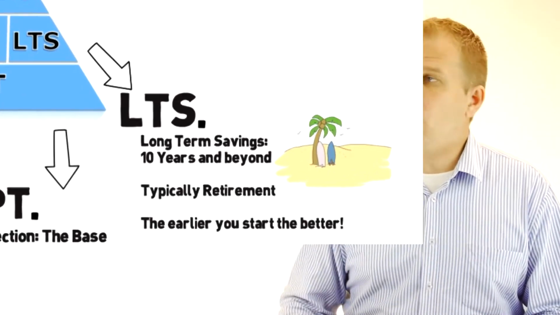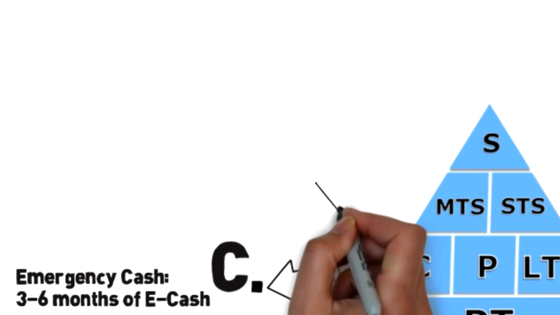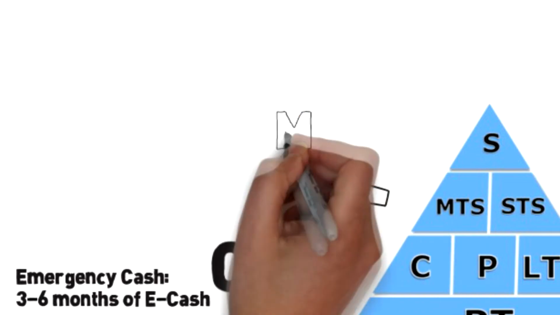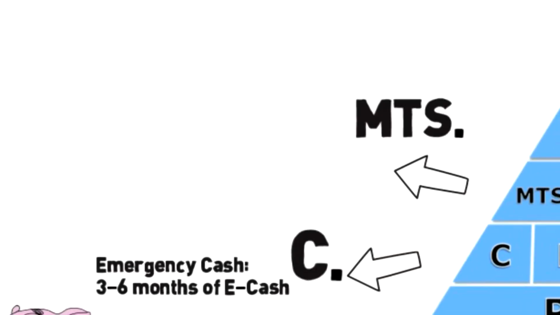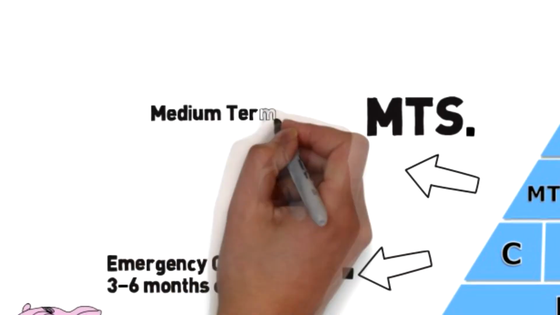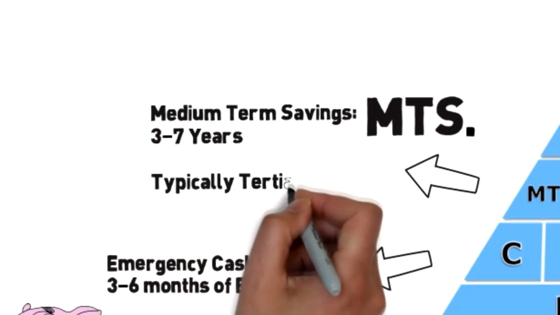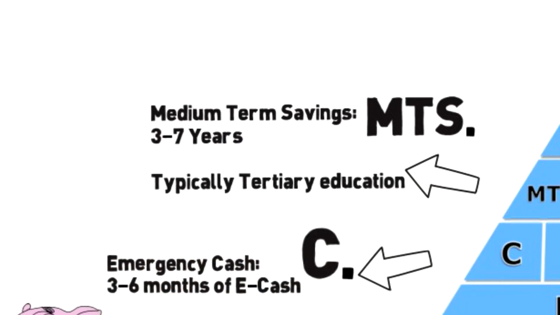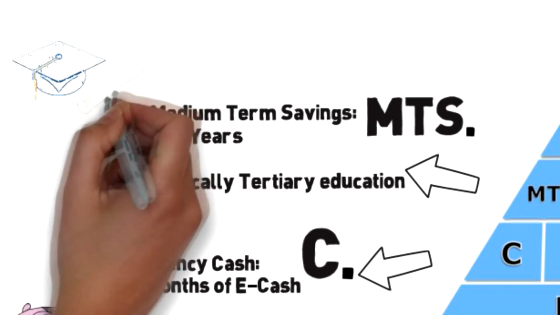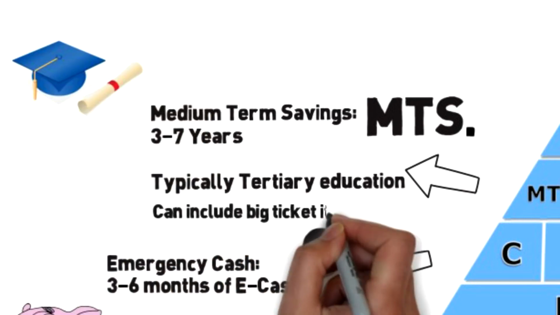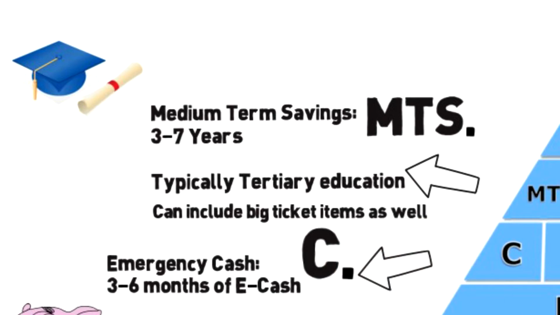Moving one layer up, we find medium-term savings and short-term savings. Medium-term savings is anything between 3 to 7 years, and that is typically things like tertiary education for the children, or also expensive hobbies like you want to buy a boat or major renovations to your house, major extensions, etc.